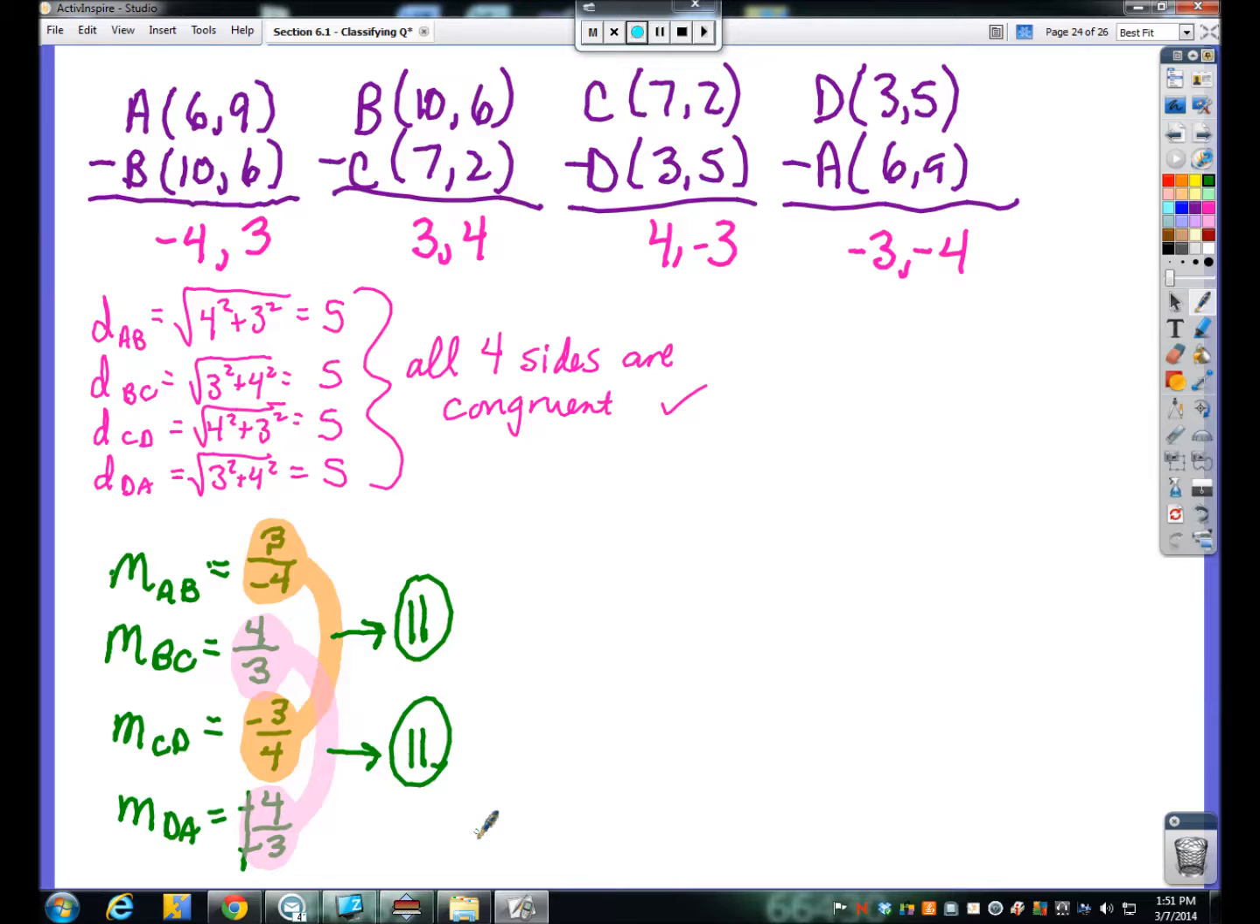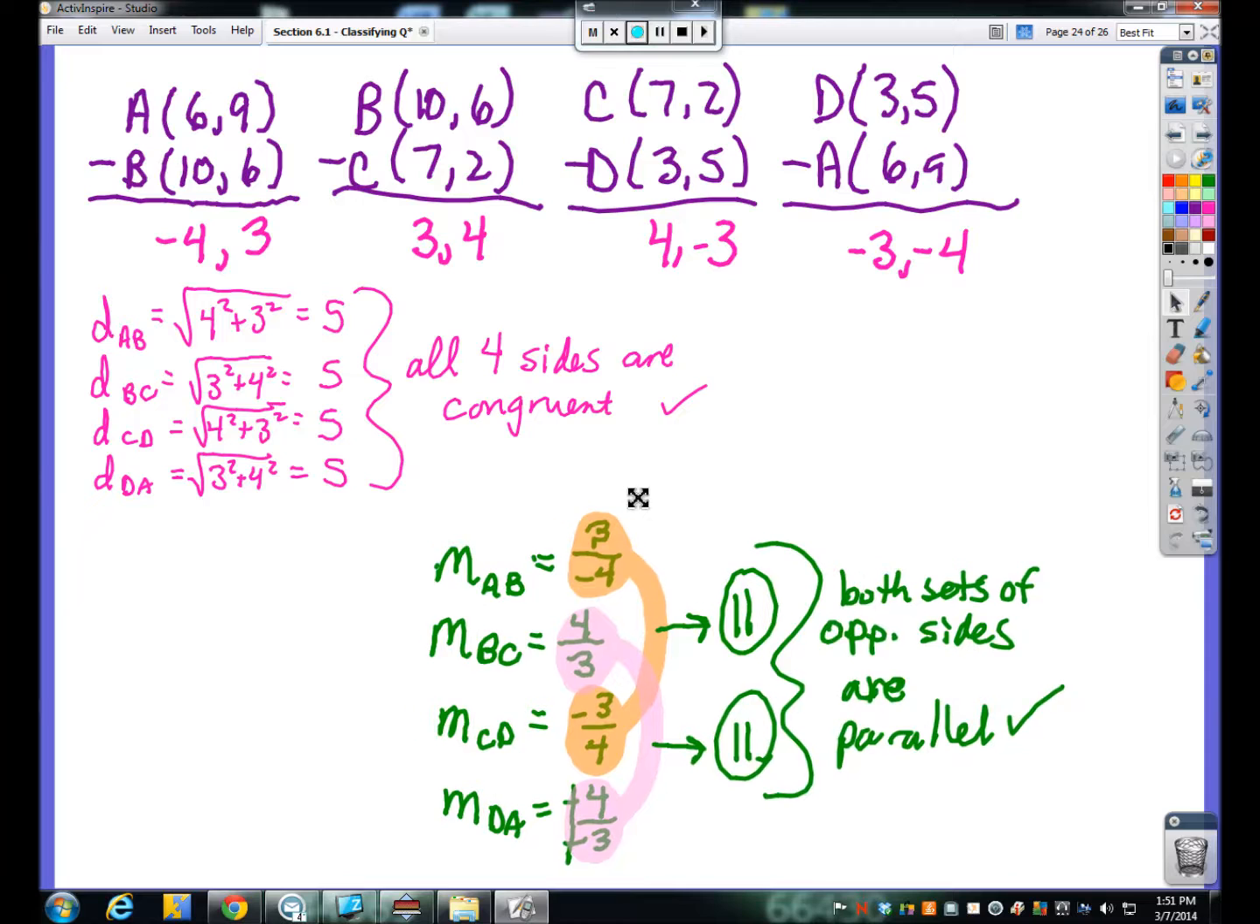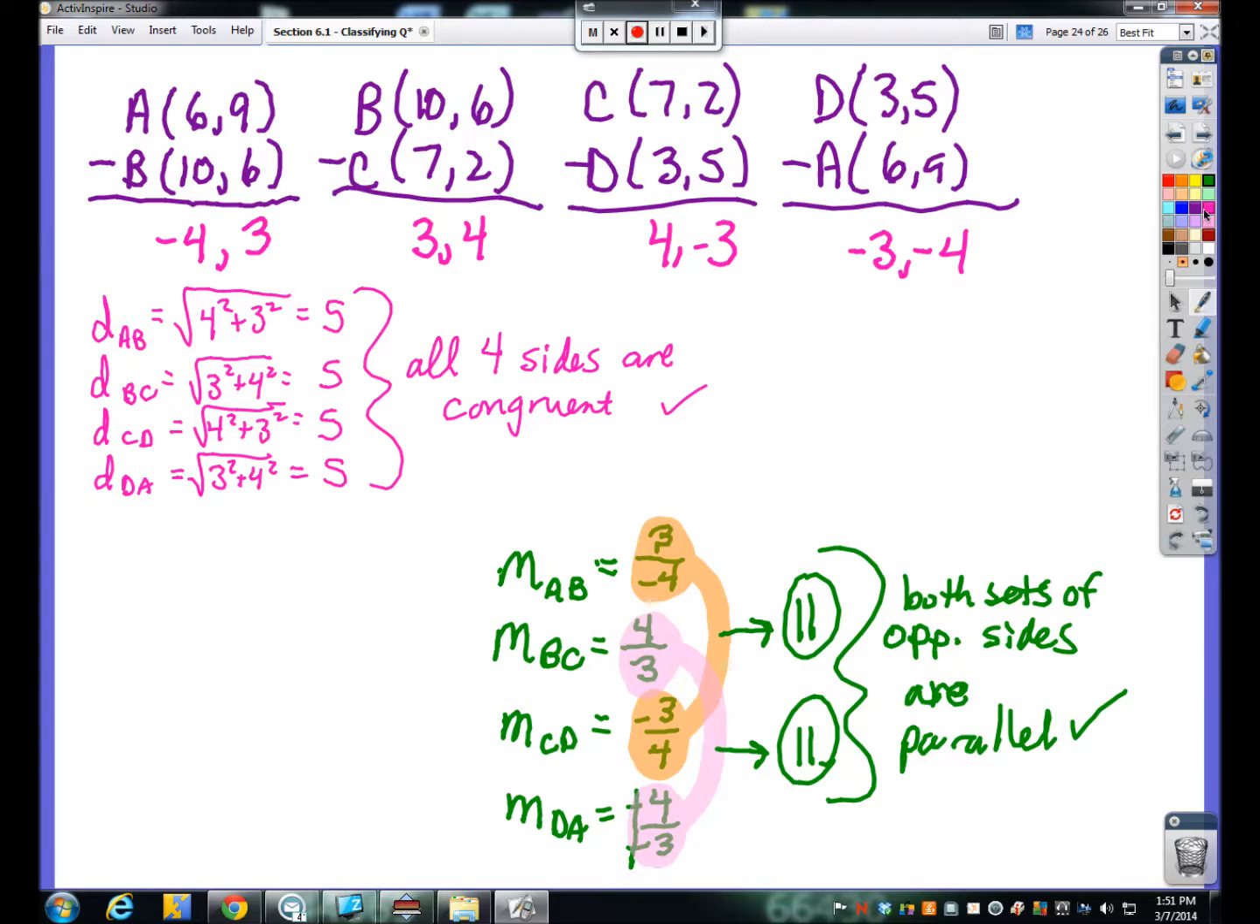Now, that satisfies the requirement that a square is a parallelogram. The opposite sides are, so I'll just clump those together. We'll say both sets of opposite sides are parallel. So we've met that condition. We still got to show that there are 90-degree angles, and to do that, we need to look for adjacent slopes that are perpendicular. So I'm going to scooch this over a little bit and write on the left side of all this.